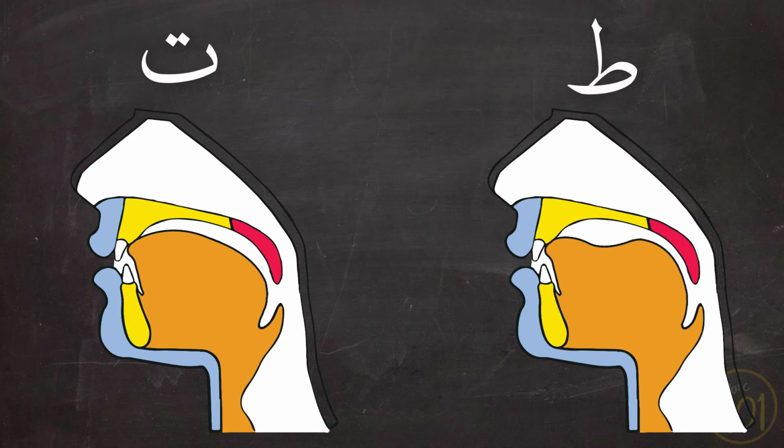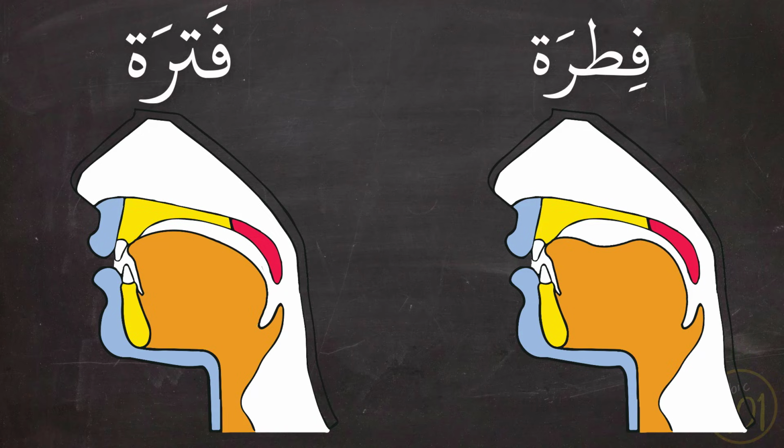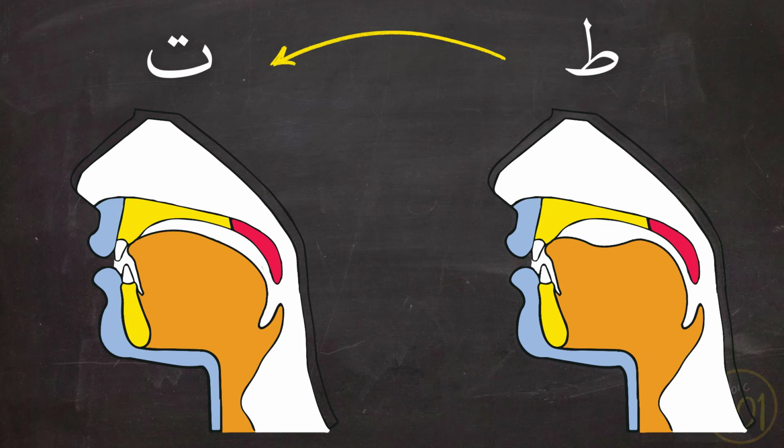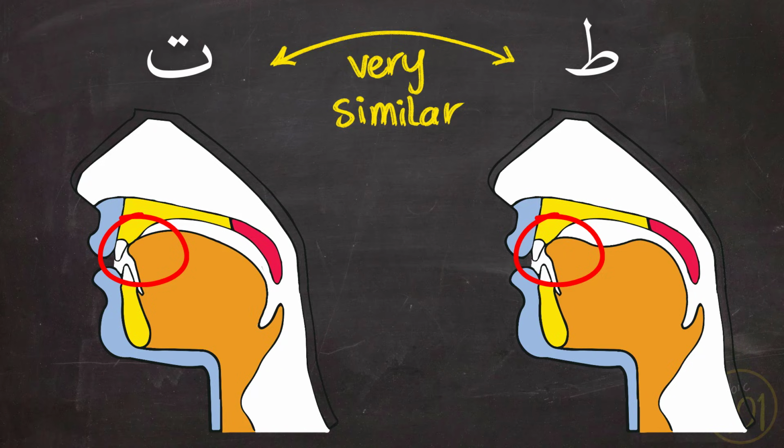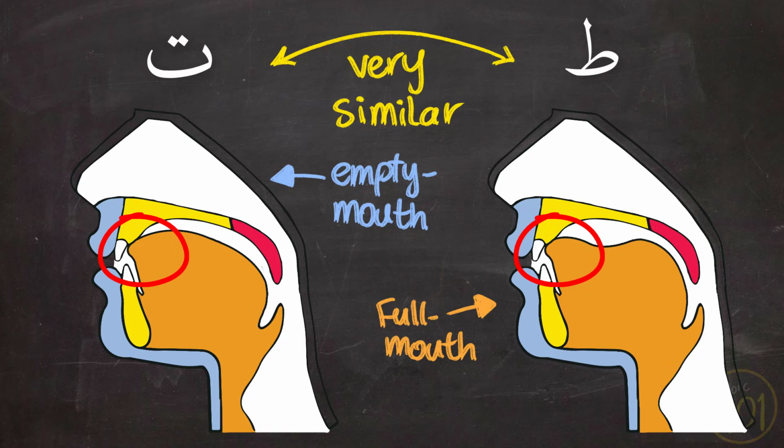And here, side by side, we can observe the difference between ta and ta. فترة، فطرة. And here we can say that ta and ta are essentially the same letter, but one is empty mouth, which is then the ta, but the other one is full mouth, which is ta. So they are more or less the same letter, but one is the empty mouth version and the other one is the full mouth version.